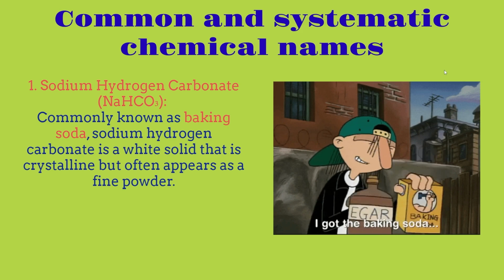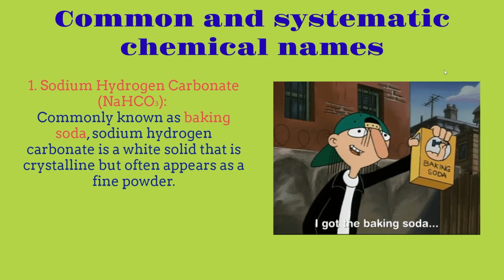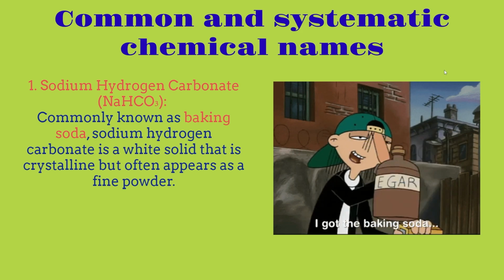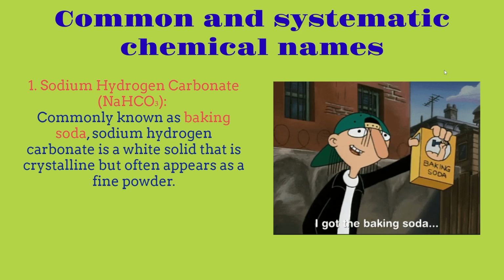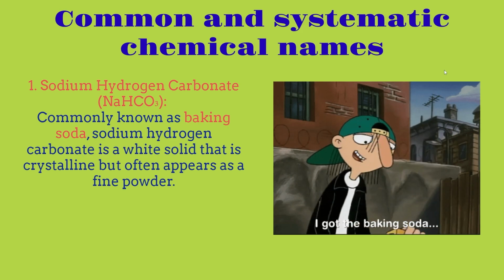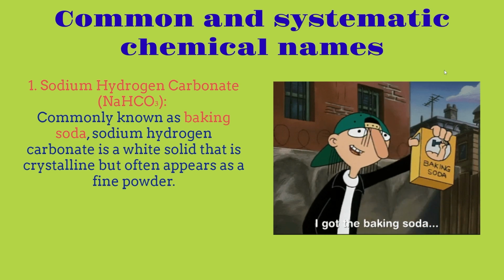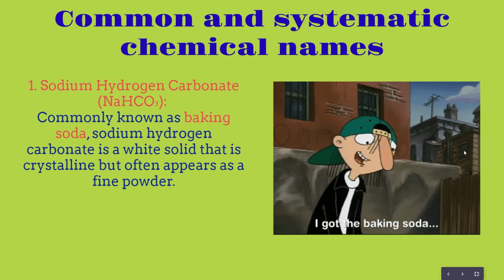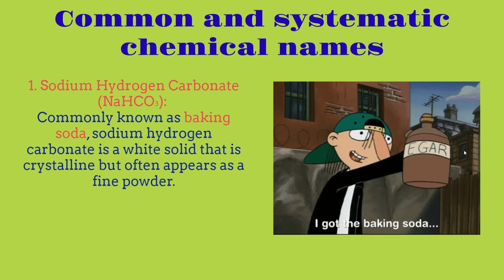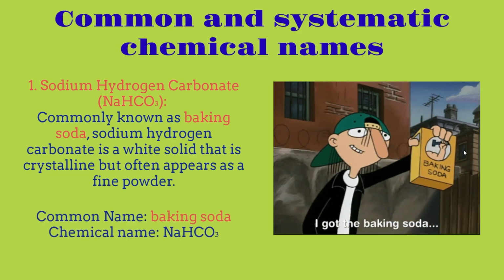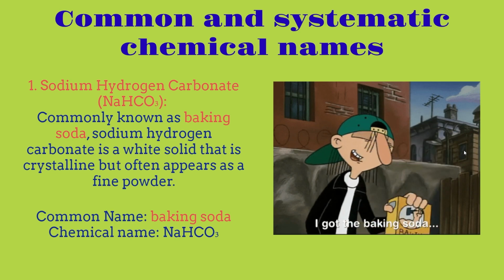NaHCO3. This is commonly known as baking soda, and sodium hydrogen carbonate is a white solid that is crystalline but often appears as a fine powder. We know what baking soda is. It's a white solid that looks like crystals, but it's actually powder, as we can see in this picture. The common name for this is baking soda, as we said, and the chemical name for baking soda is NaHCO3.